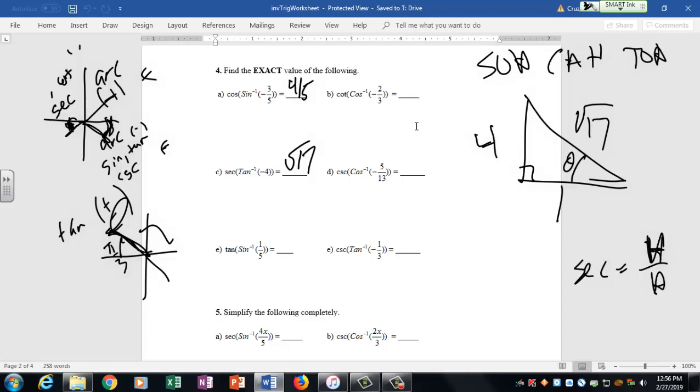Sine 1/5. Damn, probably screwed this one up too.